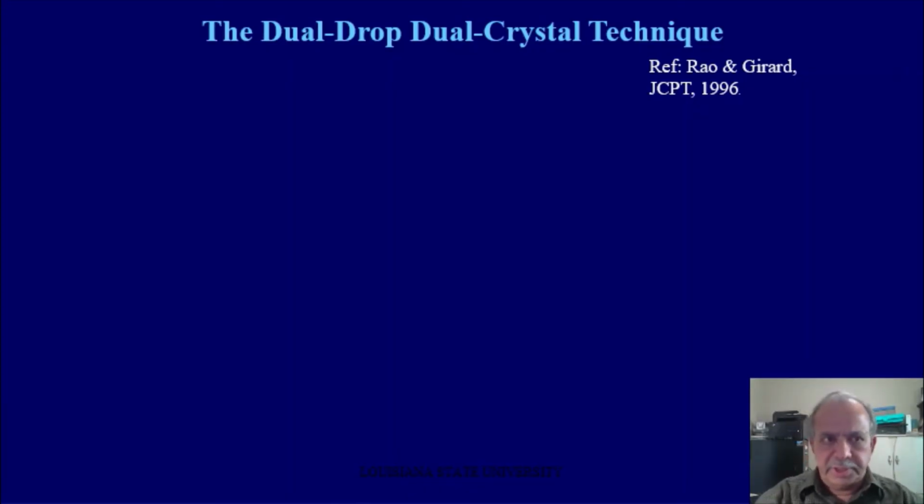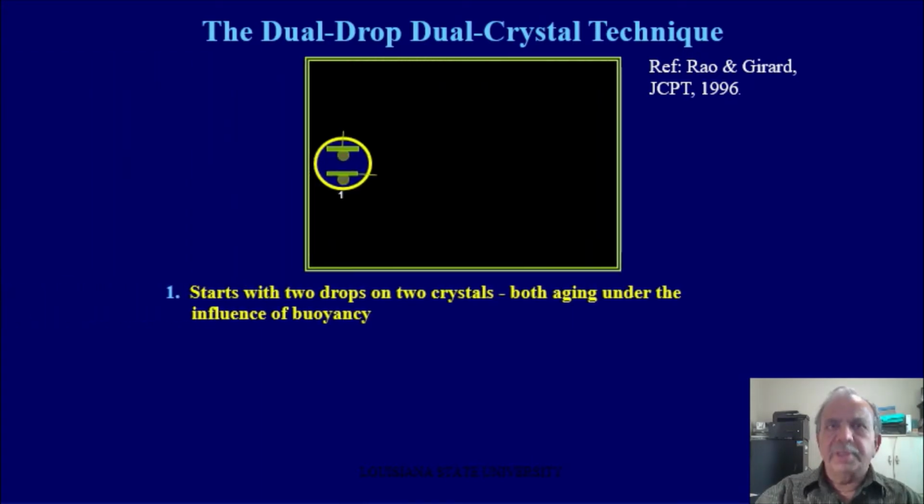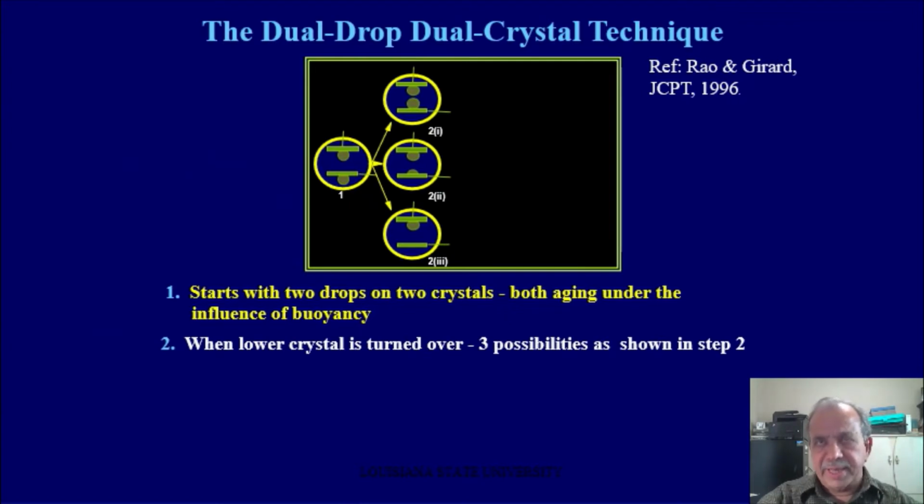This is the dual drop, dual crystal technique. As the name sounds, dual drop, dual crystal, two drops on two crystals, and that's what we start off the experiment with, and you'll see why we do that in a little bit. And next, after aging these two drops on these two crystals overnight, we flip the lower crystal upside down, and three things can happen. If the oil rock adhesion here is strong enough, you will see that all the oil drop is retained on the lower crystal.